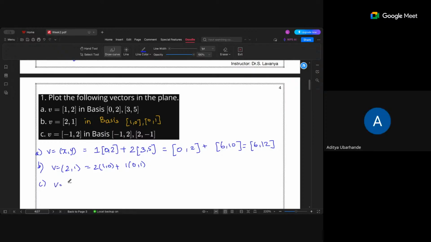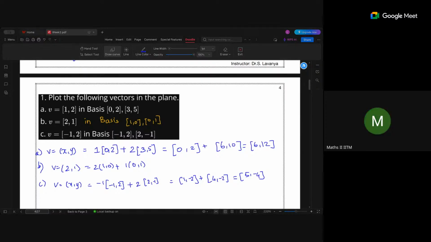So for c, it is 1 times (-1,2) and 2 times (2,-1). Exactly, good. So you have (-1,2) plus (4,-2), giving 3 comma 0... the result is 5 comma minus 4 in the canonical basis. Good, all right.